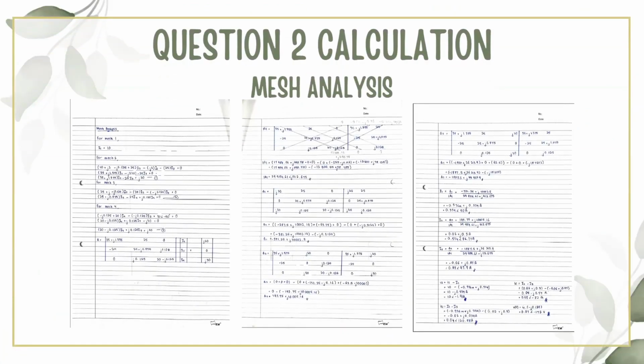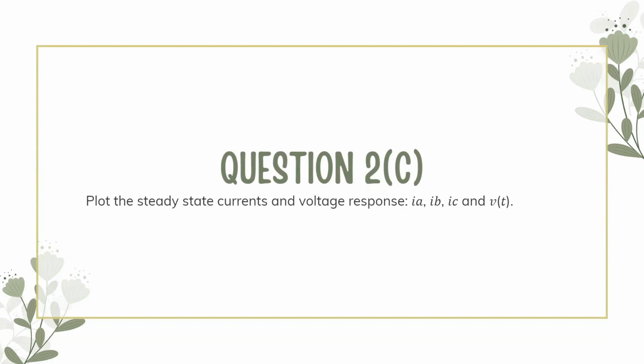And then we go to mesh analysis. So this is the calculation for mesh analysis for question 2. The answer that we get from using mesh analysis is IA equal to 10 ampere, IB equal to 0.04 ampere, IC equal to 0.58 ampere. For VT, we get 0.07 volt. For question 2C, plot the steady state currents and voltage response IA, IB, IC and VT.